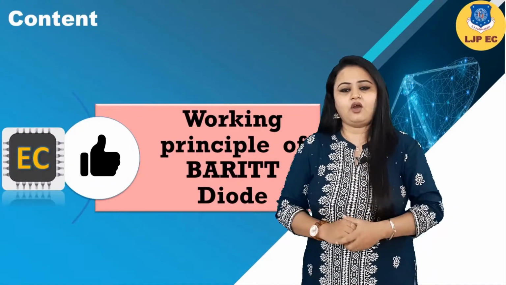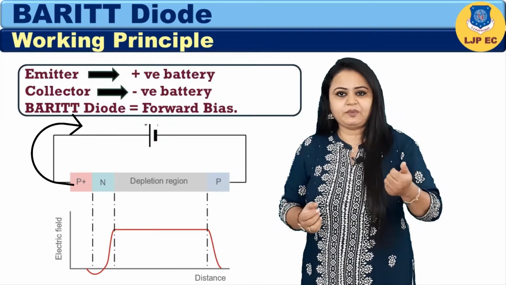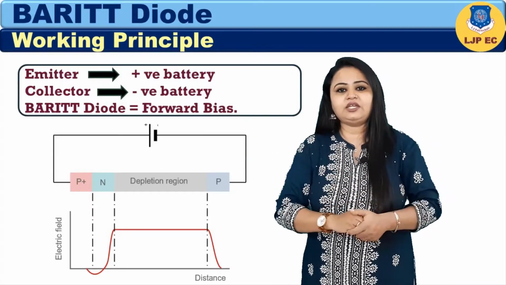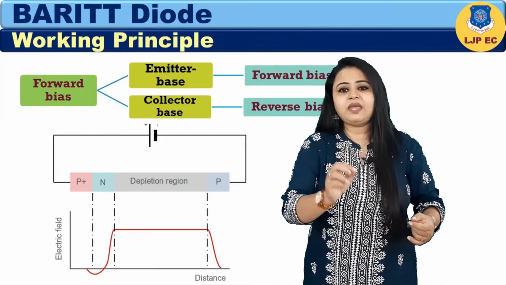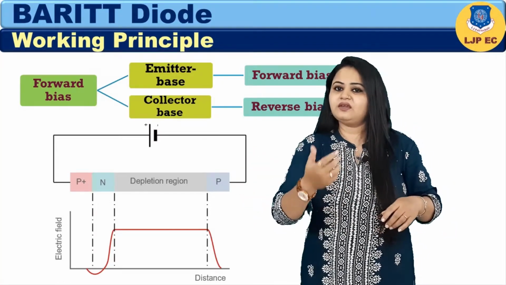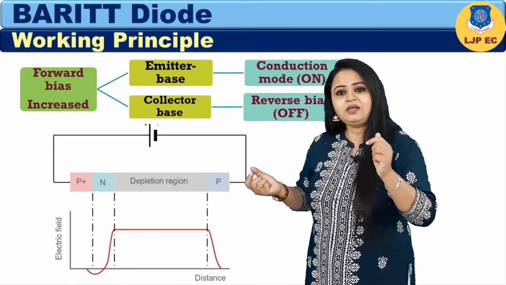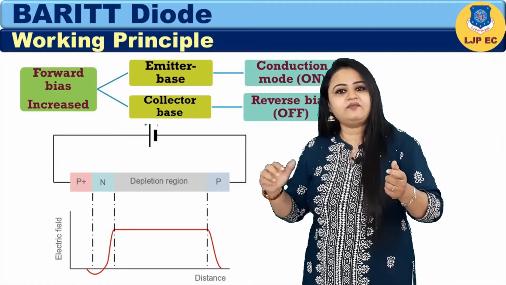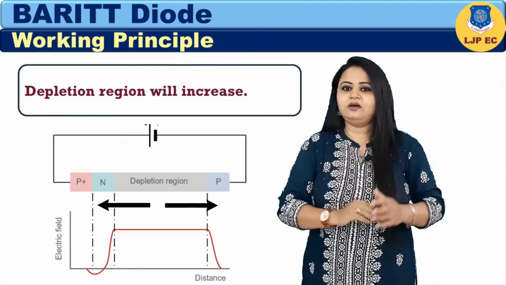Now let us see working of Barrett diode. When the emitter terminal is connected with the positive of the battery, and the collector is connected with the negative terminal of the battery, Barrett diode is said to be in forward bias condition. In forward bias mode, emitter base junction will be in forward bias mode and collector base junction will be in reverse bias mode. And as we increase the forward voltage, emitter base will be in conduction mode and collector base junction will be in reverse bias. Hence, the depletion region will increase as shown in the figure.